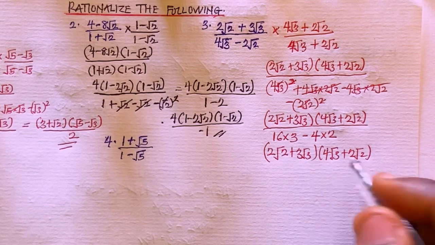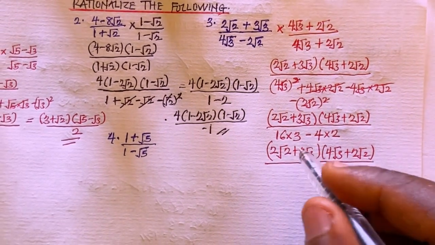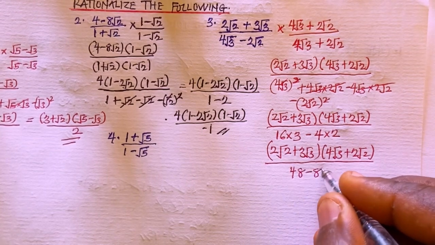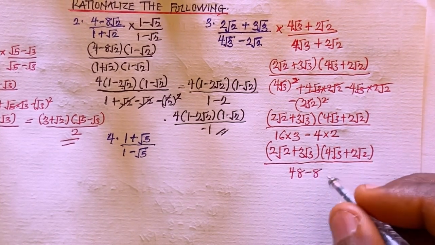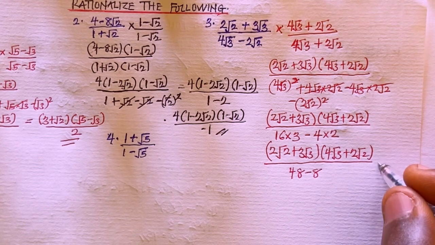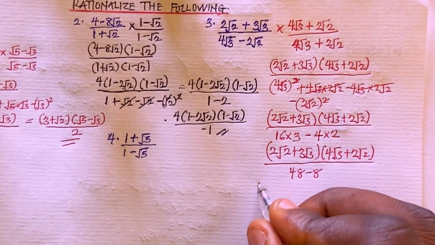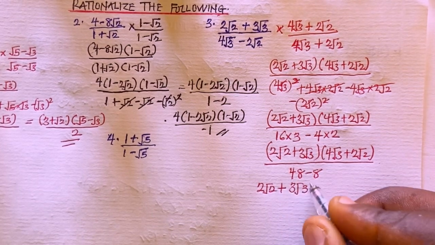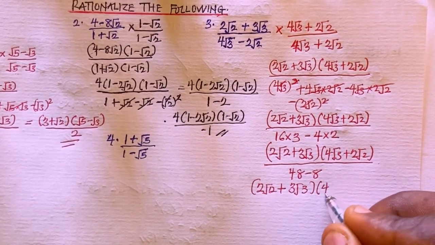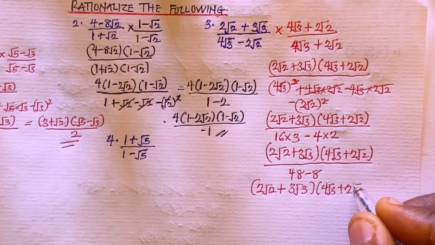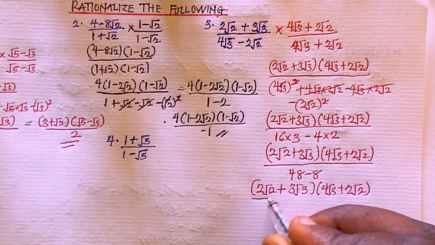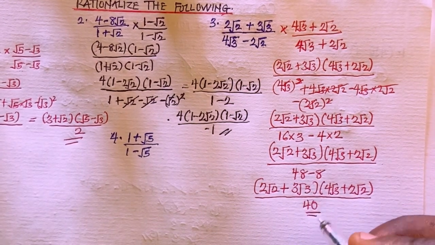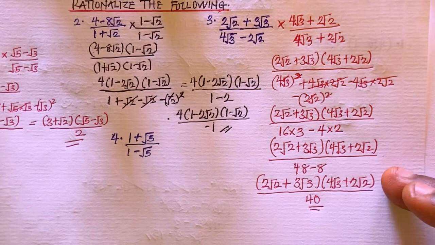So you can choose to expand this further and simplify further. Now here I'm going to have 16 multiplied by 3, that's 48 minus 8, which is 40. So this expression is going to be 2 root 2 plus 3 root 3, then close the bracket, then open another bracket, 4 root 3 plus 2 root 2, all divided by 48 minus 8, that's 40. You can choose to leave it like this, or you simplify further, anyhow you like. So let's move to the last one.